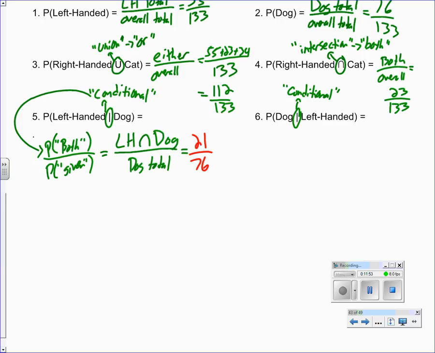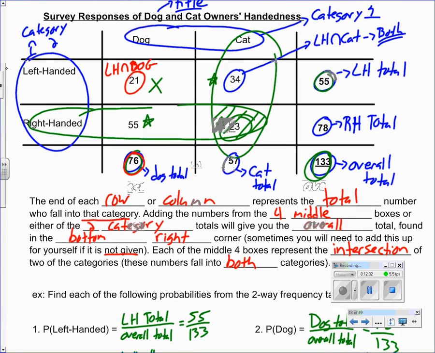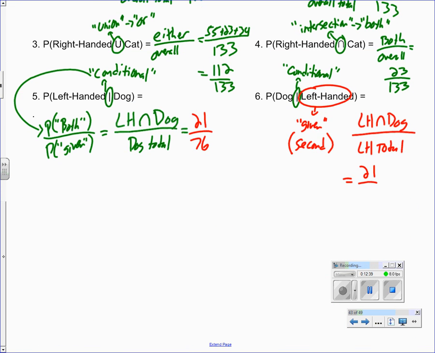Now the next problem looks similar, but the difference is we changed the given event. The second event is always the given event with conditional probability, with that notation. So here we're still going to be looking for that same intersection. Now we're looking, instead of the dog total, we're looking at the left-handed total. So 21 is still that intersection, and our left-handed total is 55. So that makes 21 out of 55.